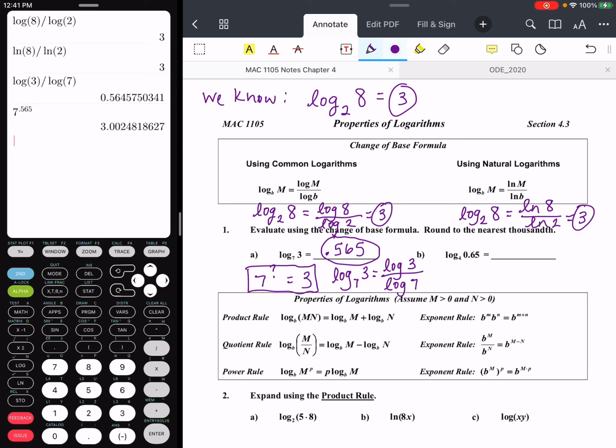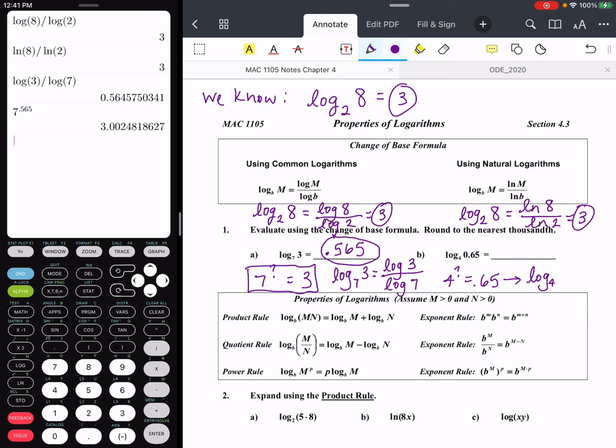All right, for part B, log base 4 of 0.65, that's saying 4 to what power equals 0.65? I don't know. Do you guys know? I don't really know. So I'm going to use this change of base formula. And I can use the common log or I can use the natural log formula. Either one works fine. I'll just use the common log one again.